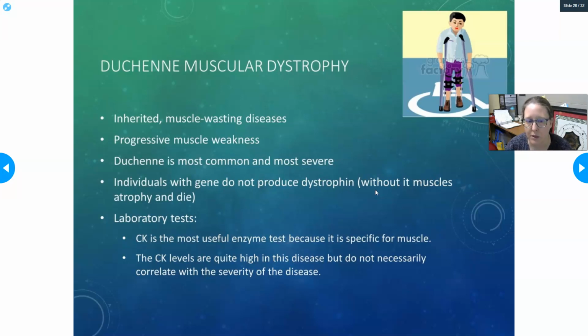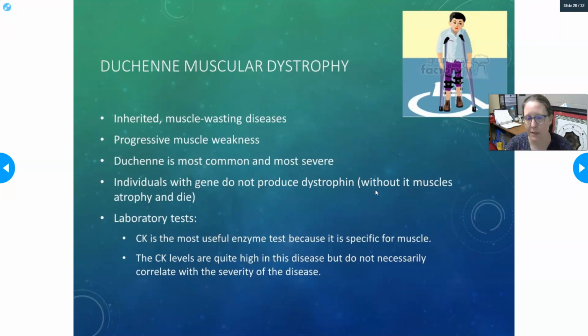I'm sure they get injured, and a part of it, and they just don't regenerate properly. And it's genetic. So, CK is the most useful enzyme of the lab test because it is specific for muscle. The CK levels are quite high in this disease, but do not necessarily correlate with the severity of the disease.